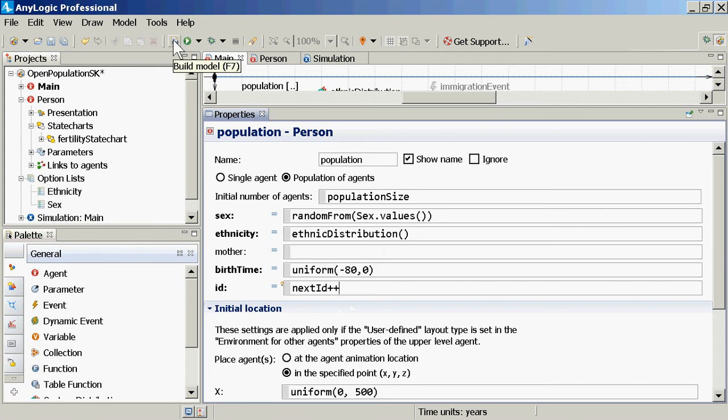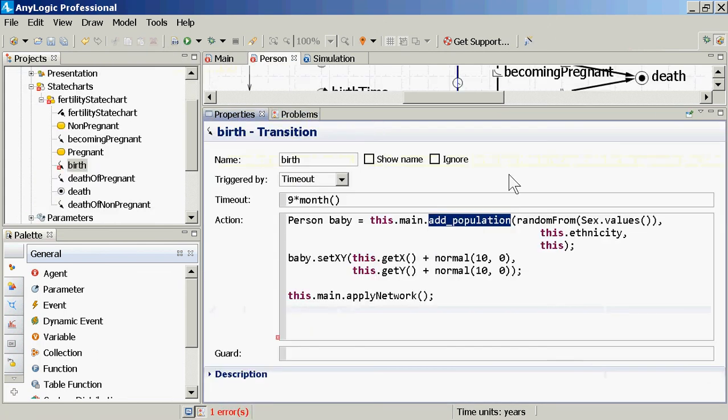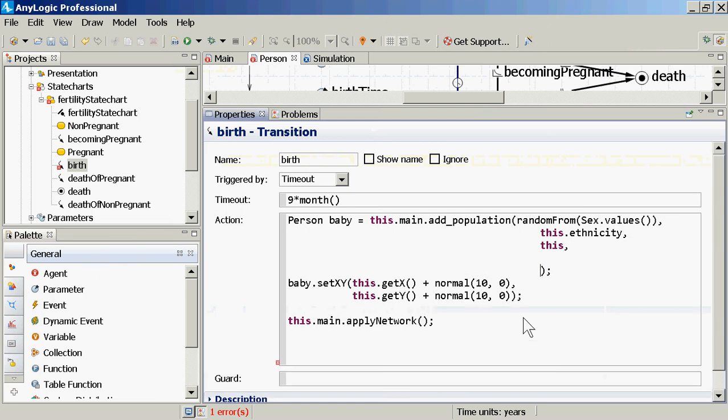It's this. When we add the person to the population, why is it complaining about this? What do we have to specify now? We have more parameters than the people. We have to specify a value for each of the parameters before, which were sex, ethnicity, and the mother. Now we have to specify values for which other parameters? Birth time and their ID, okay?